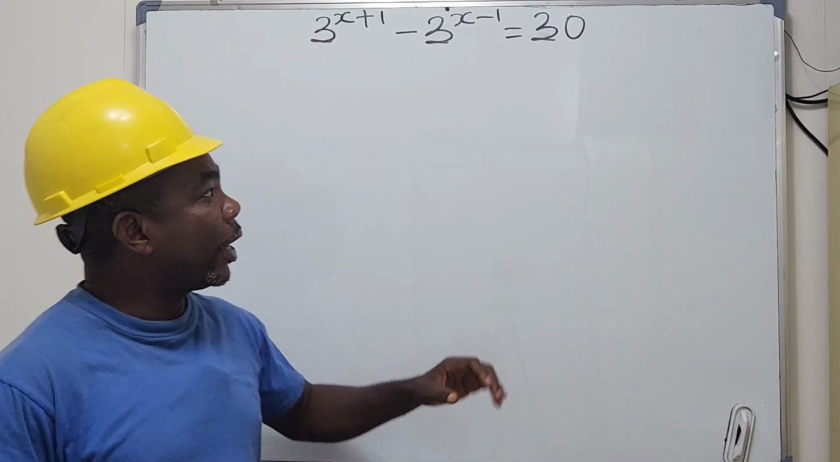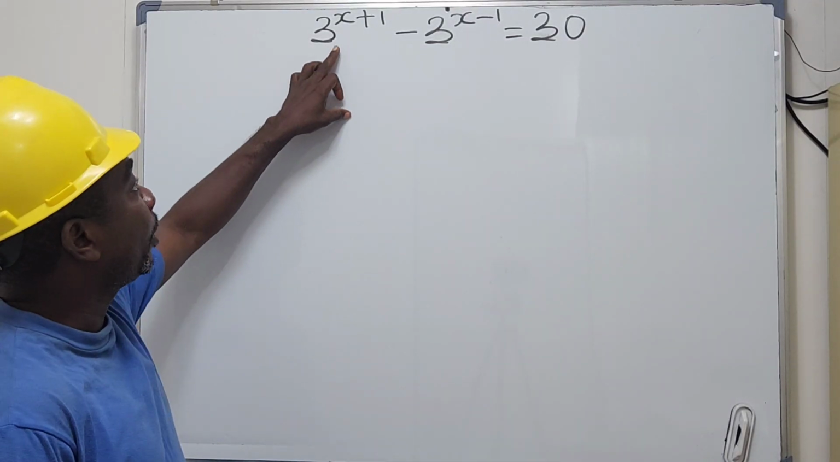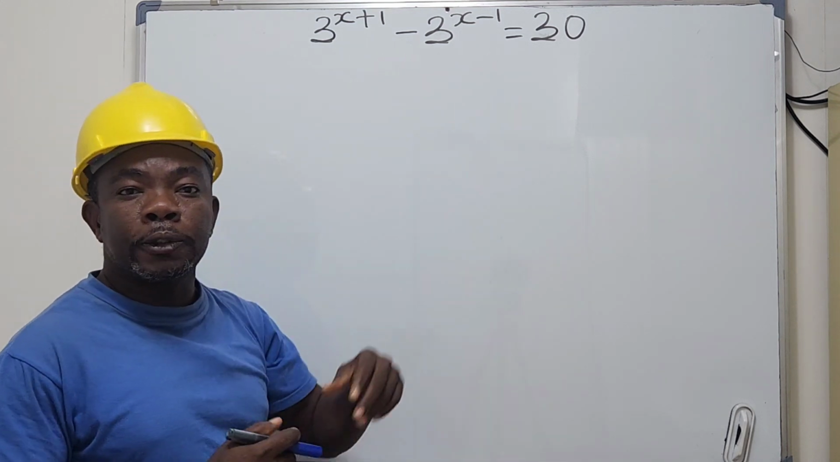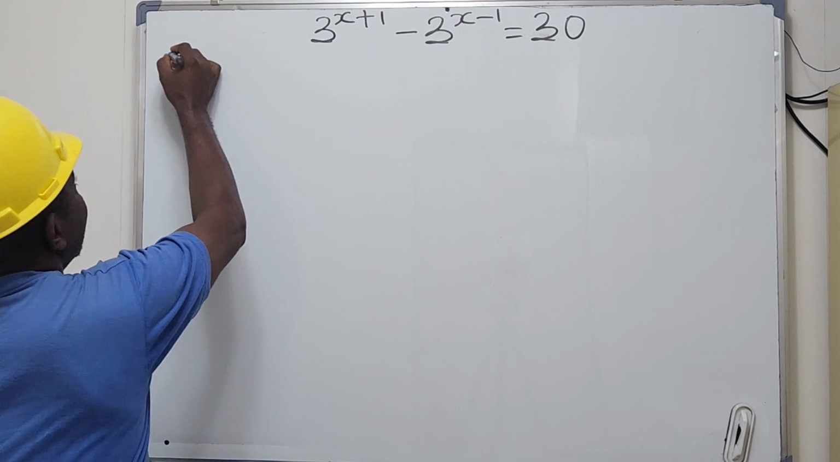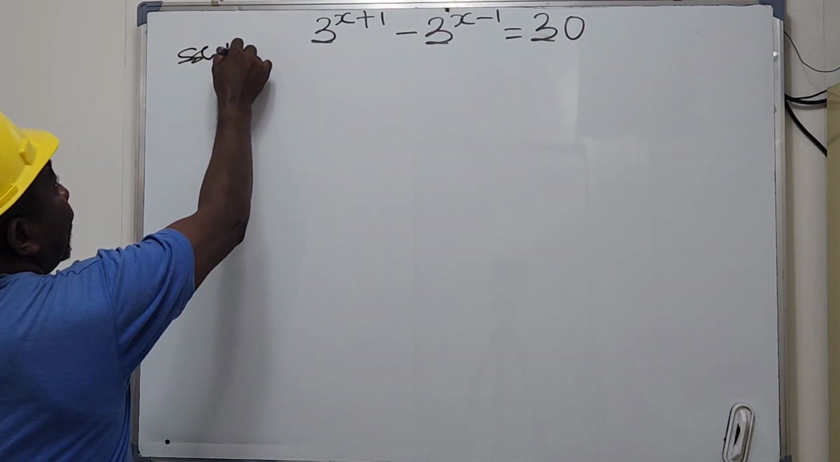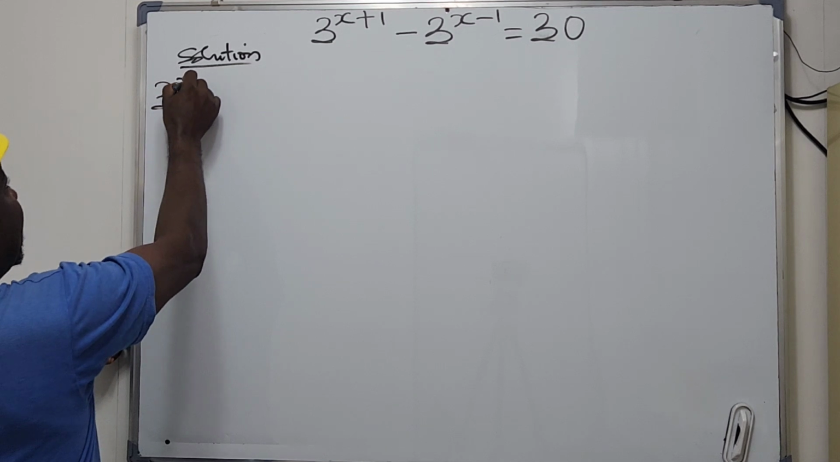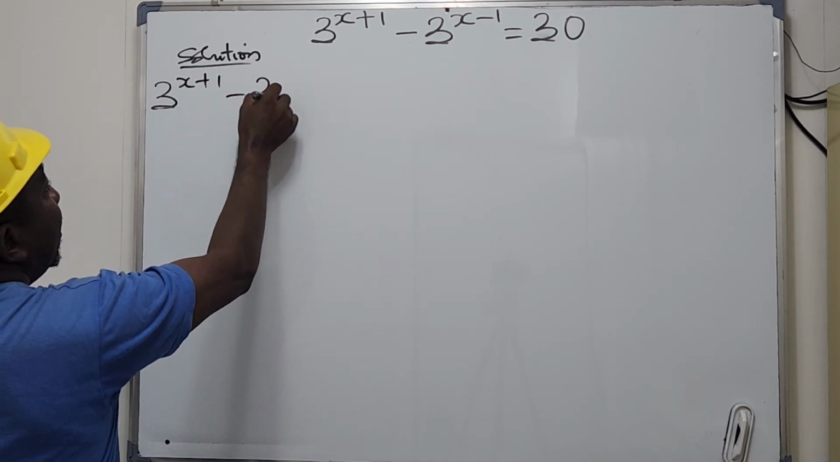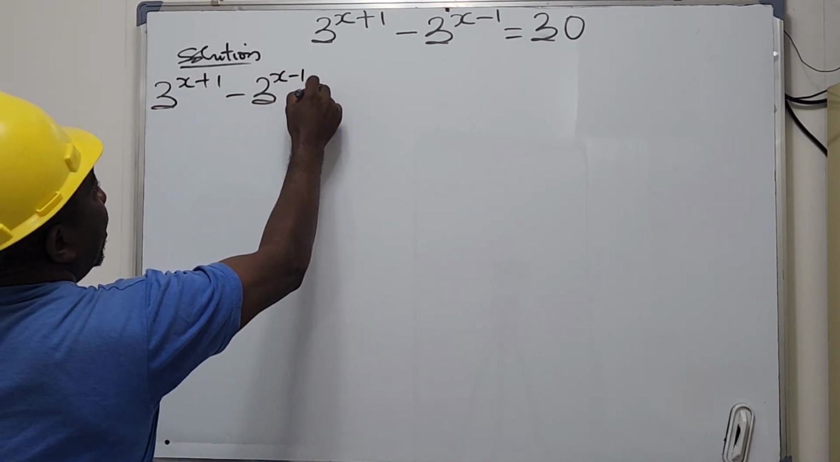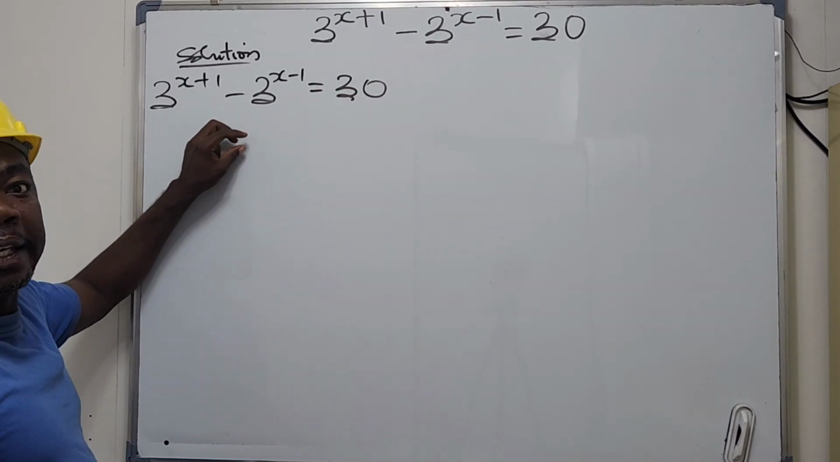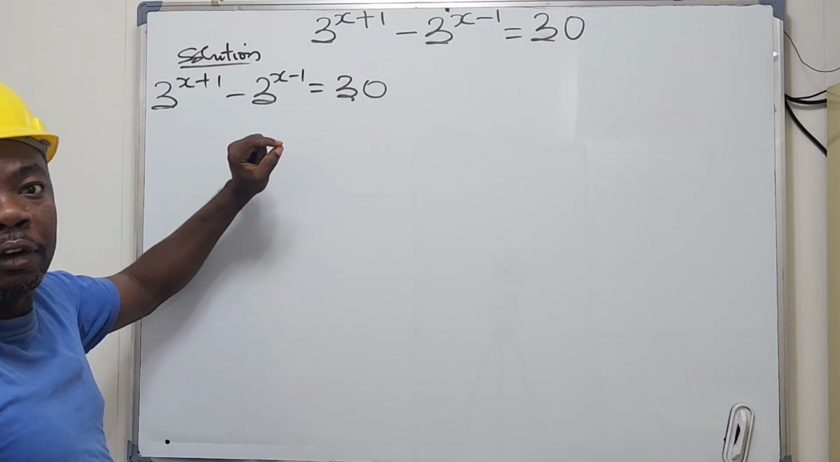For today, we are looking at this question and it says 3 to the power of x plus 1 minus 3 to the power of x minus 1 equals 30. So from here, we are going to solve for the value of x from this given equation. The equation is 3^(x+1) - 3^(x-1) = 30. We have this equation to find the value of x.